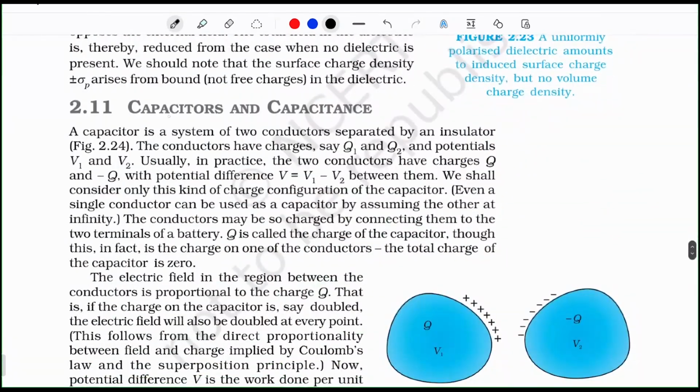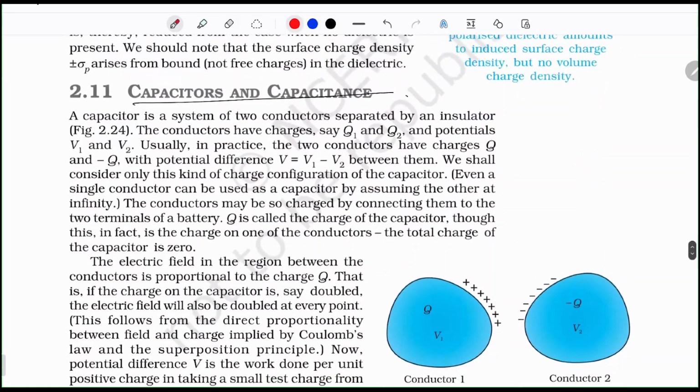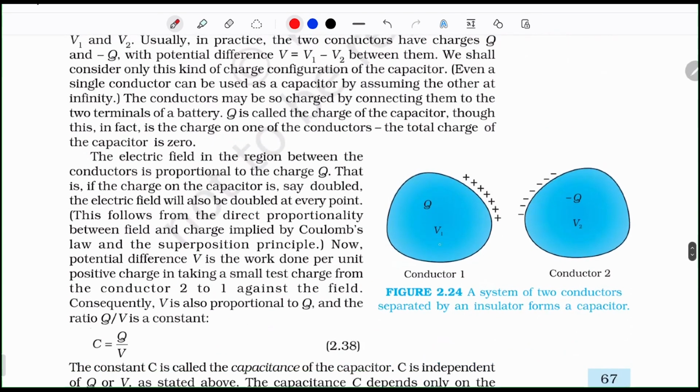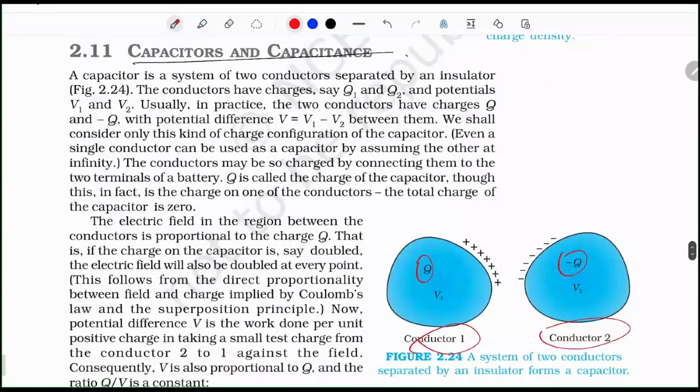Okay, now at last we come to capacitors, the next topic. So what is a capacitor? Now that we looked at what a conductor is, the simple way to construct a capacitor is to take two conductors. They can be of any shapes. Conductor 1, conductor 2. Put a positive charge Q on one, and a negative charge Q on the other. Let them distribute themselves and bring them near each other. That's it. It's called a capacitor.